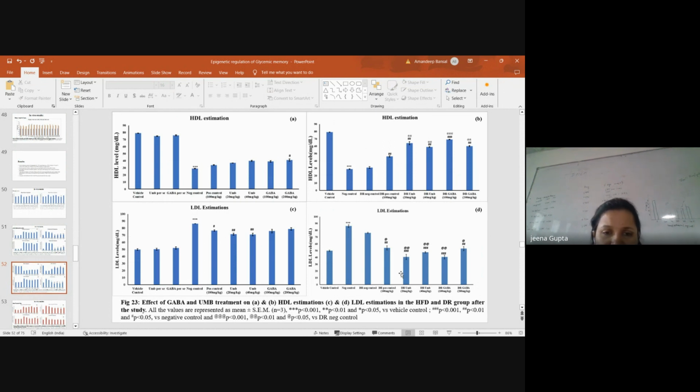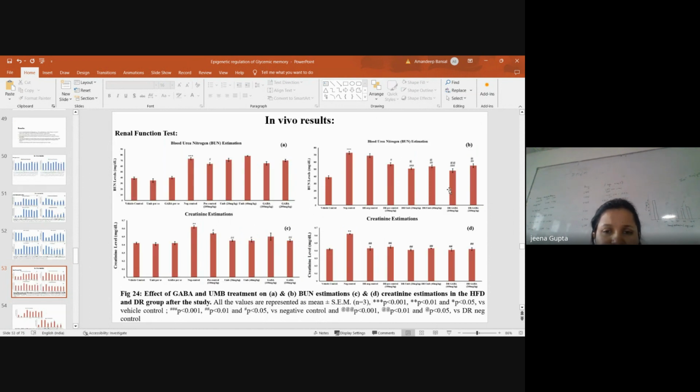HDL, high density lipoprotein, is decreased in the diabetic rats, whereas LDL concentrations are increased in the diabetic rats, and our compounds are able to reverse these changes. Diet reversal still retains a certain memory of the increased or decreased levels of LDL and HDL respectively, and our compounds are able to remove these effects.